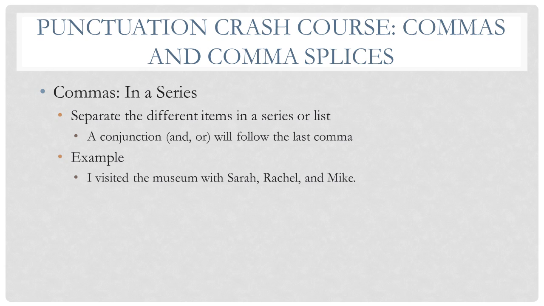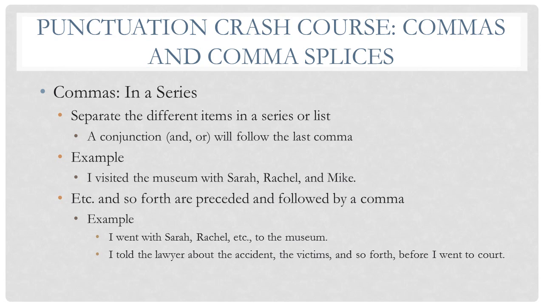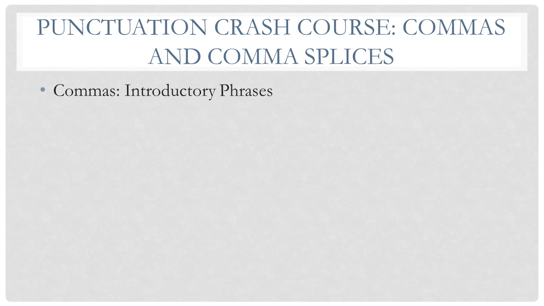Okay, so a comma between each item in the list, and a comma before the last conjunction in the list. We also need to remember that when we use terms like etc. or so forth, those are preceded and followed by a comma. For example, I went with Sarah, Rachel, etc., to the museum. It's kind of a silly sentence, but that's how we would punctuate it. Another example, I told the lawyer about the accident, the victims, and so forth, before I went to court. So a comma before and after words like etc. and so forth.